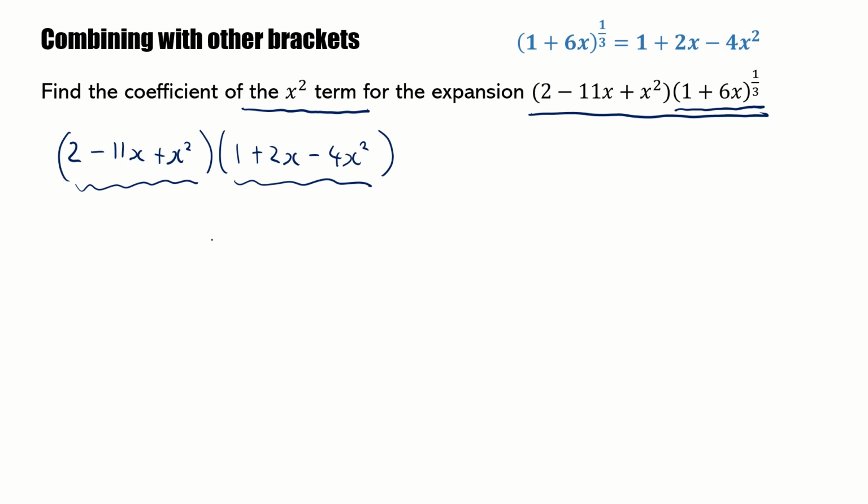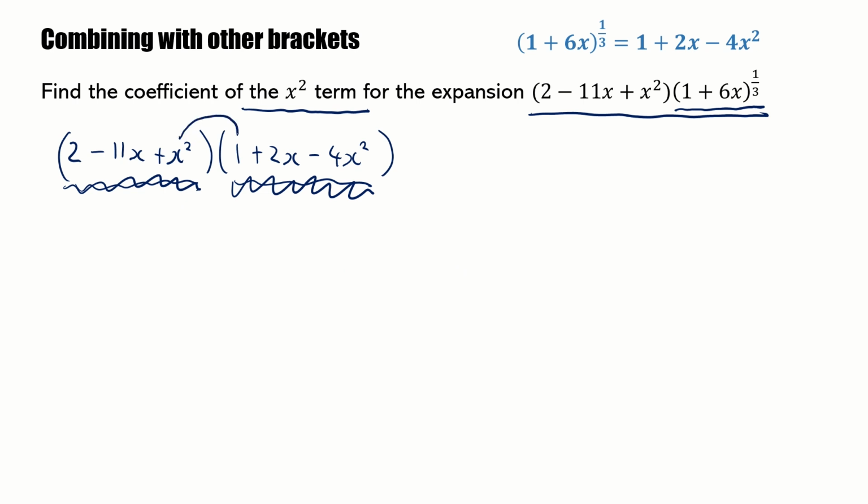This is where we now have to be tactical. As I said, you could fully multiply the brackets, but it's a waste of time. All we've got to do is consider, if we're taking things in this bracket and multiplying by things in this bracket, what things multiplied by what other things will lead to an x squared term overall.